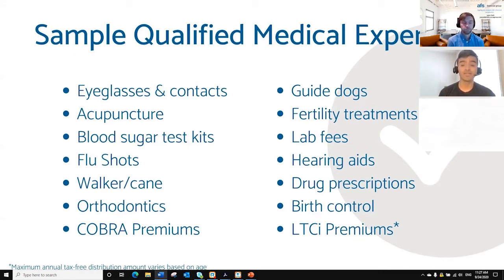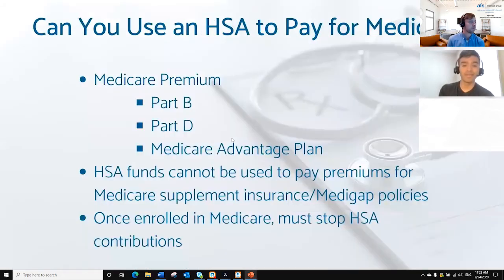Two questions that we get often. Gym memberships are not qualified, unfortunately, for HSAs. And any expenses incurred before you establish the HSA are not qualified medical expenses. So you can't reimburse yourself for some acupuncture that you got a year ago, for example. Right, prior to being enrolled in the HSA.